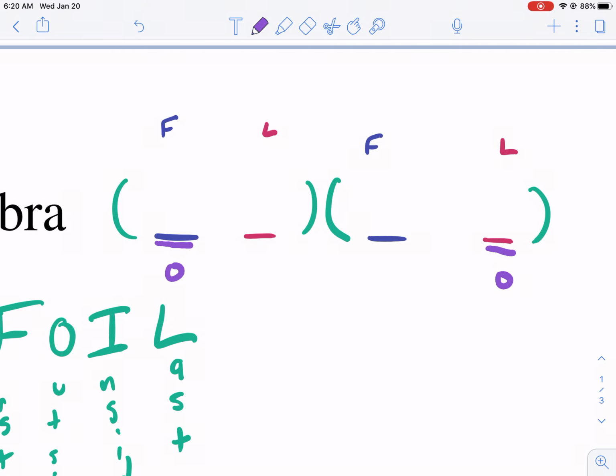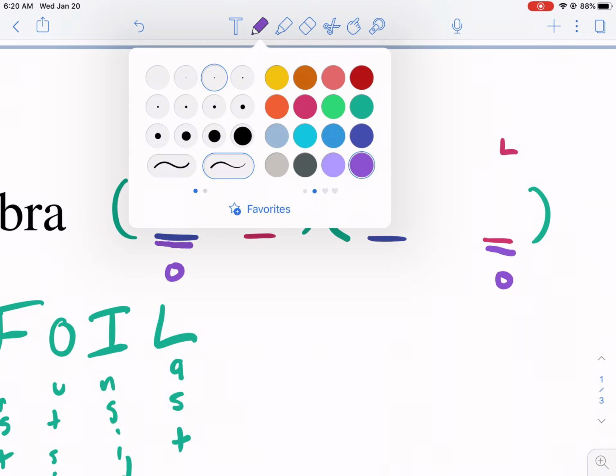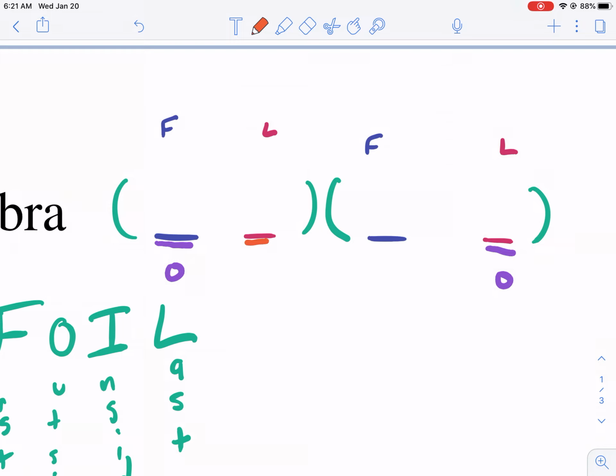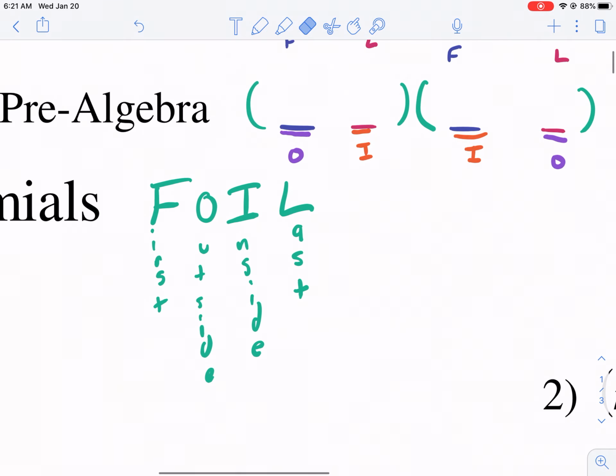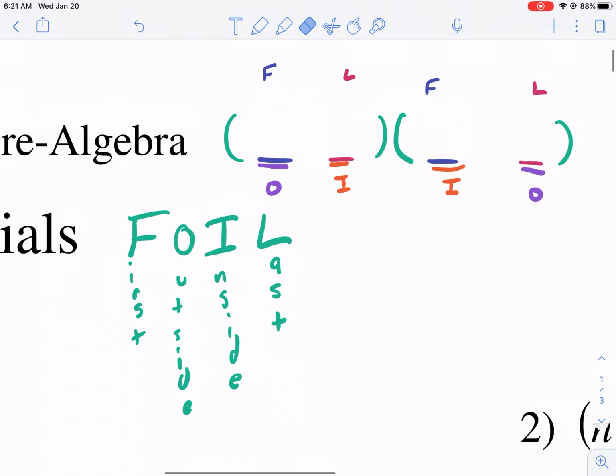And just as we have outside slots and each slot has two different names, these are going to be called the inside. What color should I use? Orange. These are going to be the inside slots. This is on the inside of the parentheses. So these are the inside slots. So each slot has two terms, as we've talked about. And what we need to do is multiply each one of these terms.